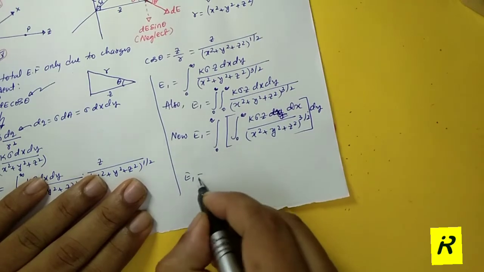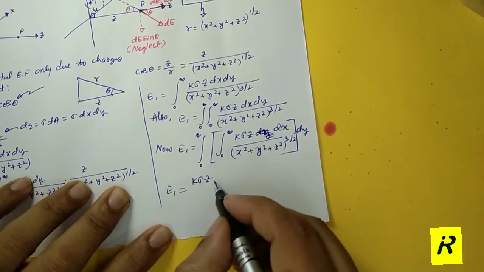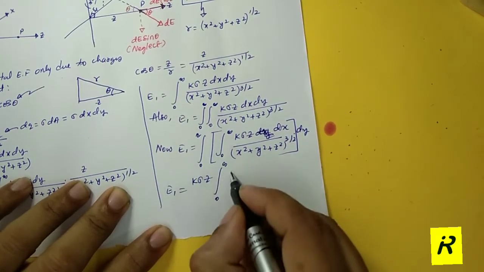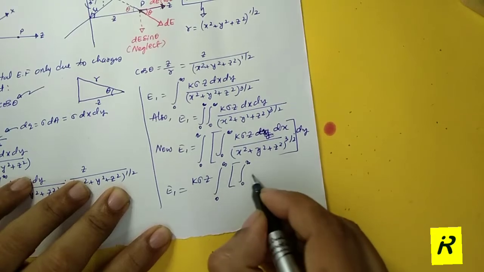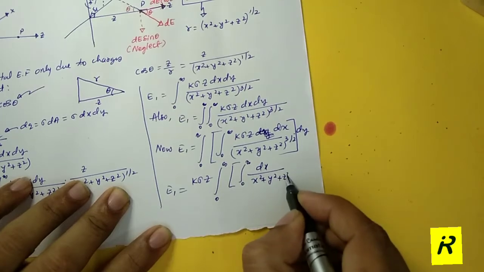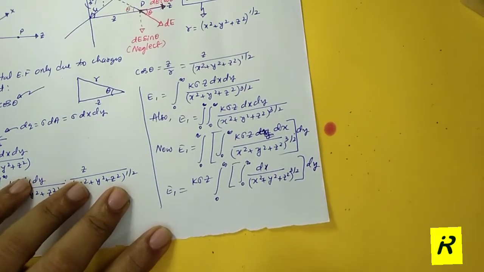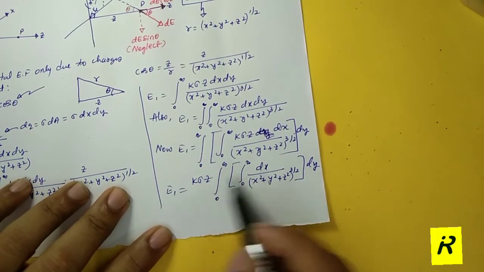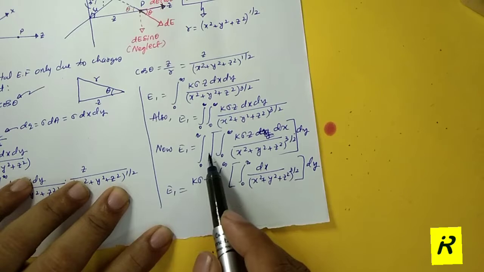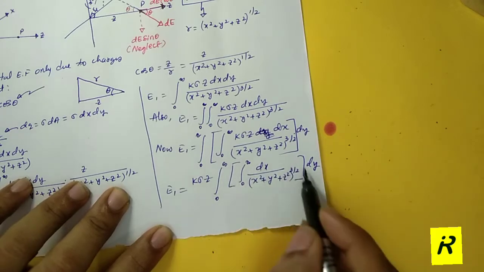So therefore, what I can write is E1 is equal to, I bring this k sigma z outside of every integration. So what is left is the integration from 0 to infinity, and inside the bracket, the integration from 0 to infinity of dx divided by x square plus y square plus z square whole to the power 3 by 2, into dy. Okay, so I just brought k sigma z outside every integration, and the things which are left are written here. Now I have to think only about the integration inside this bracket.